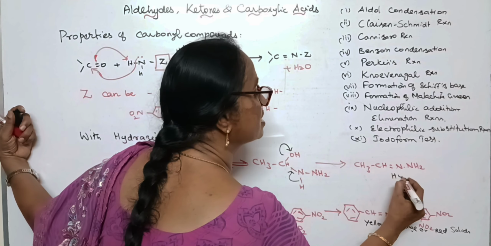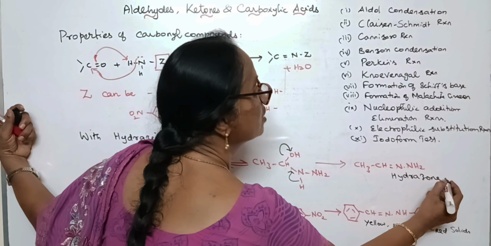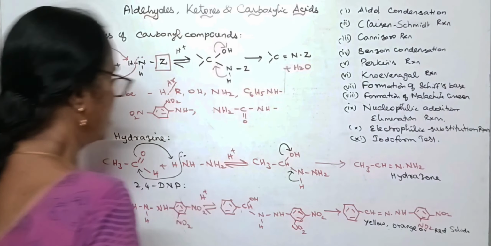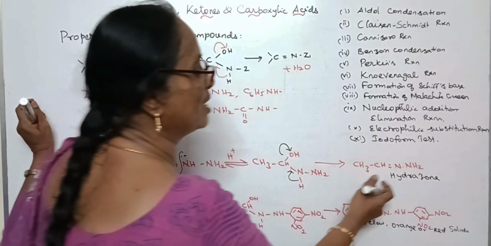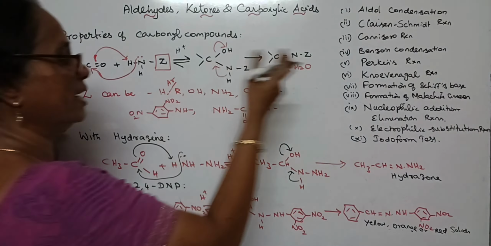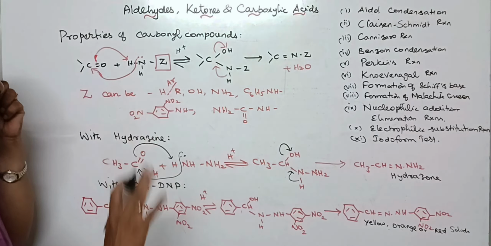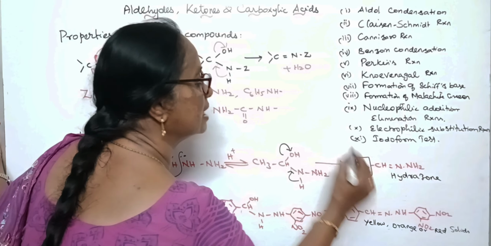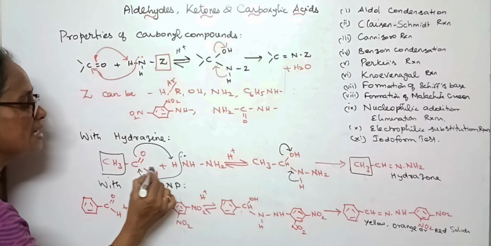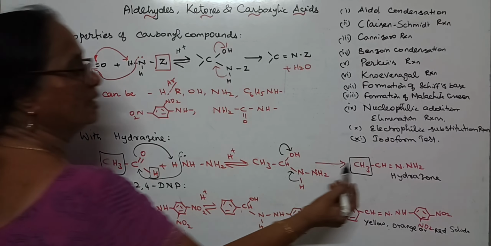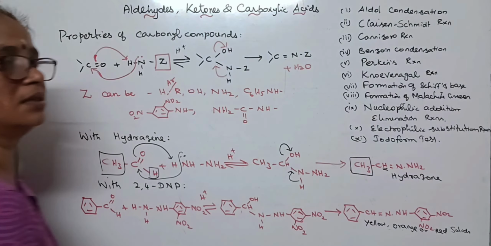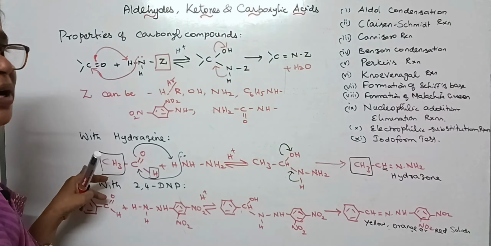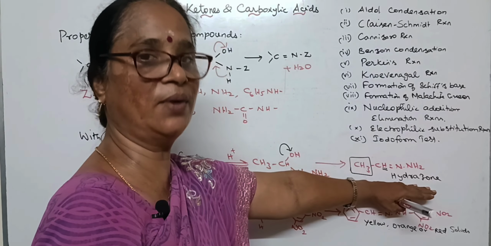So we are getting CH3CH=NNH2. This derivative is called a hydrazone derivative. As it is formed from acetaldehyde, we can say it is acetaldehyde hydrazone. If it is formed from benzaldehyde, it is benzaldehyde hydrazone. From acetone, it would be acetone hydrazone. So only the CH3 changes; if it is C6H5, here it will be C6H5. Depending on the nature of the substituent present in the carbonyl group, we will get their respective derivatives.